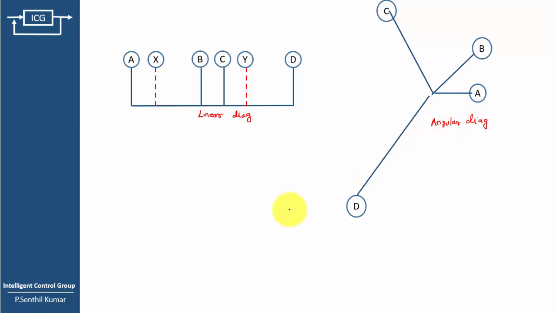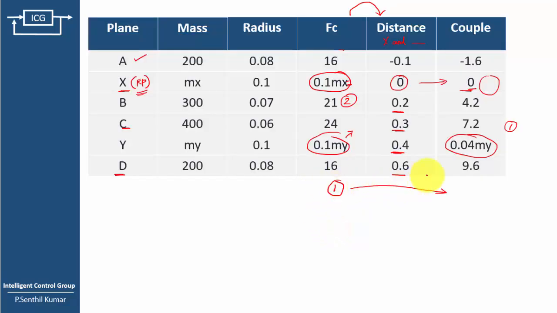Now I have to draw either the force polygon or the couple polygon. Now go back to your table. Here we have only one unknown. So first I need to draw the couple polygon. Whereas here I have two unknowns, it's very difficult to find all the two values. So I will start with the couple polygon. First I'm going to draw this parameter. First draw 1.6 corresponding to plane A, then draw 4.2 corresponding to plane B, then draw 7.2 corresponding to plane C, then draw 9.6 corresponding to plane D.